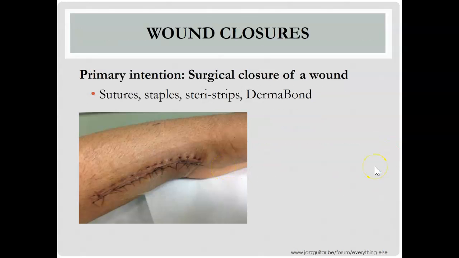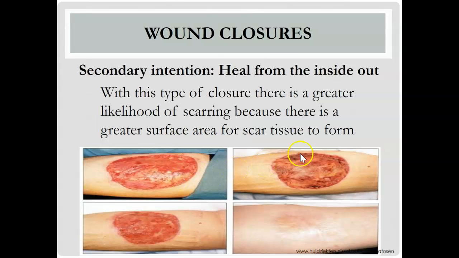Different kinds of wound closures, how they close the wound. Primary intention: surgical closure of the wound, closing it up with suture, staples, or steri-strips. You see this a lot with total hips, total knees. They'll come home with the staples, and sometimes the PT will actually remove the staples in the home.